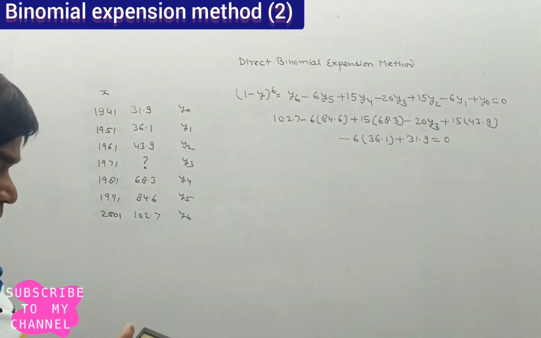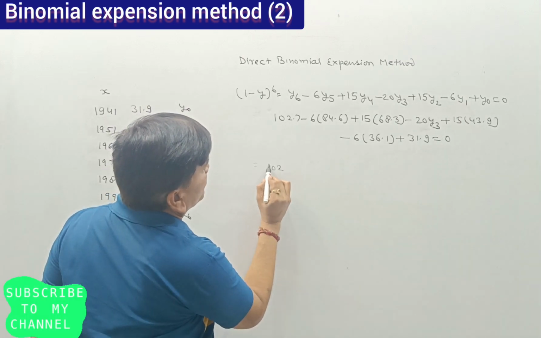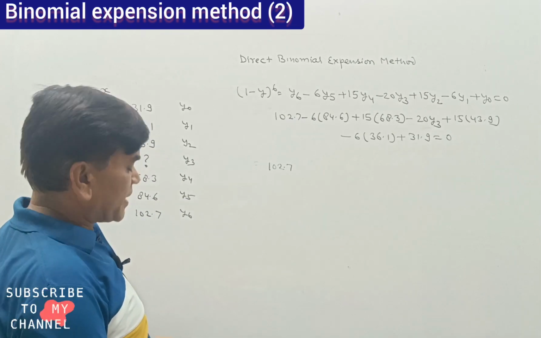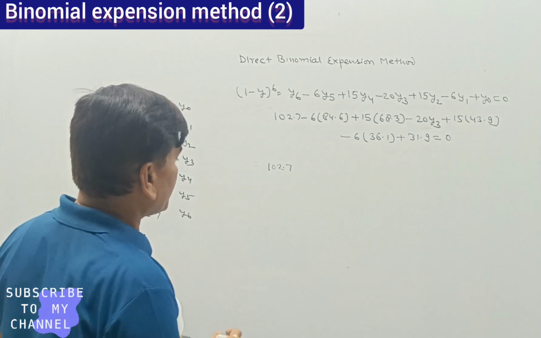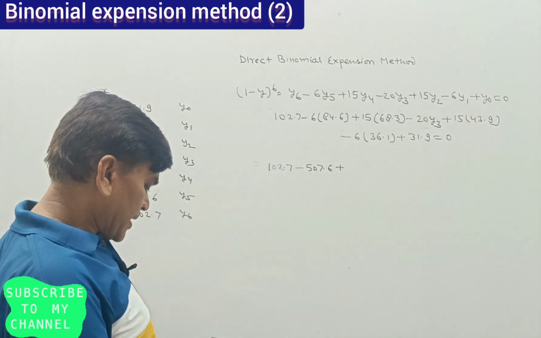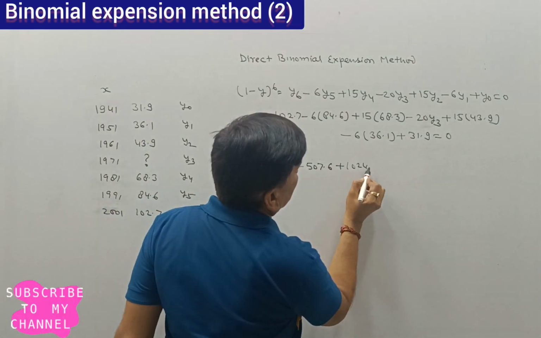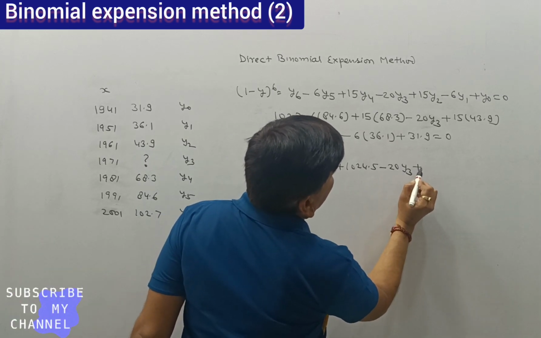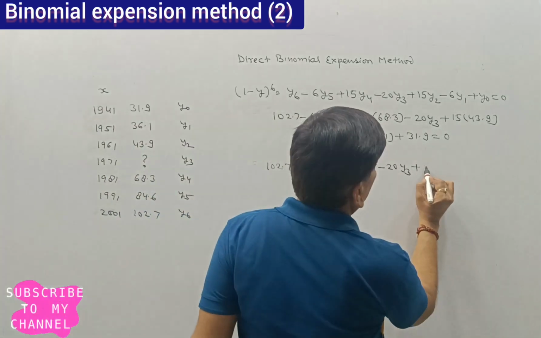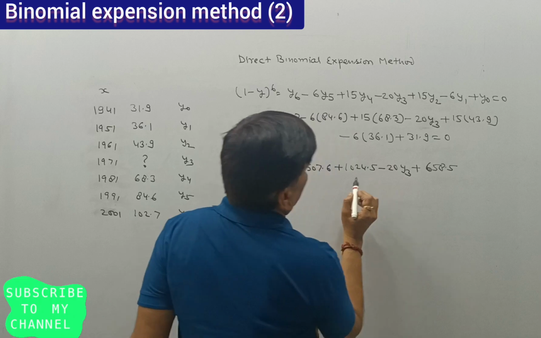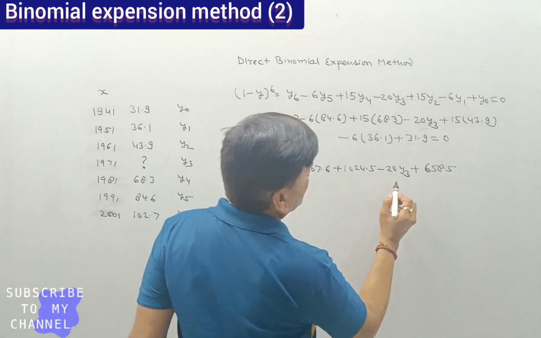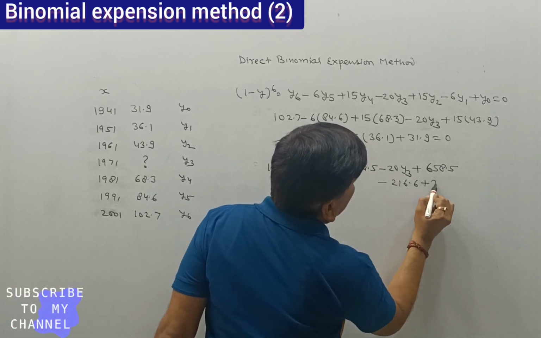Now the first one is 102.7, a plus value. 6 multiplied by 84.6 is 507.6, a minus value. 15 multiplied by 68.3 is 1024.5, a plus value. Then 15 multiplied by 43.9 is 658.5, and 36.1 multiplied by 6 is 216.6, a minus value, plus 31.9.